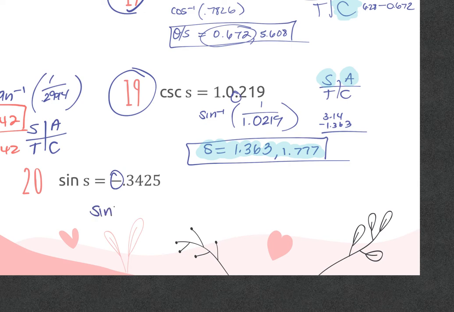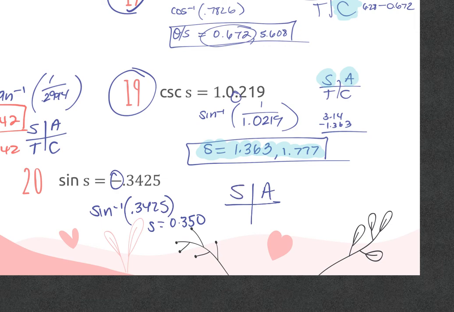So I would do sine -1 of 0.3425. And I get S equals 0.3495, so it bumps and bumps again. This would be 0.350. But that's where it would be positive, and sine is negative here.